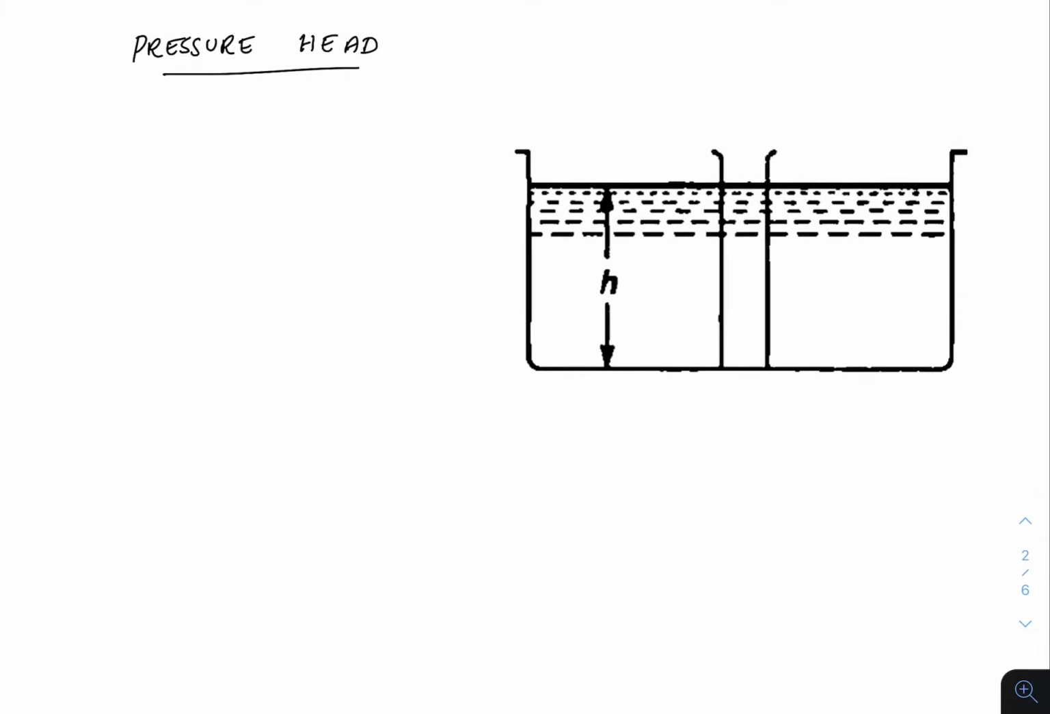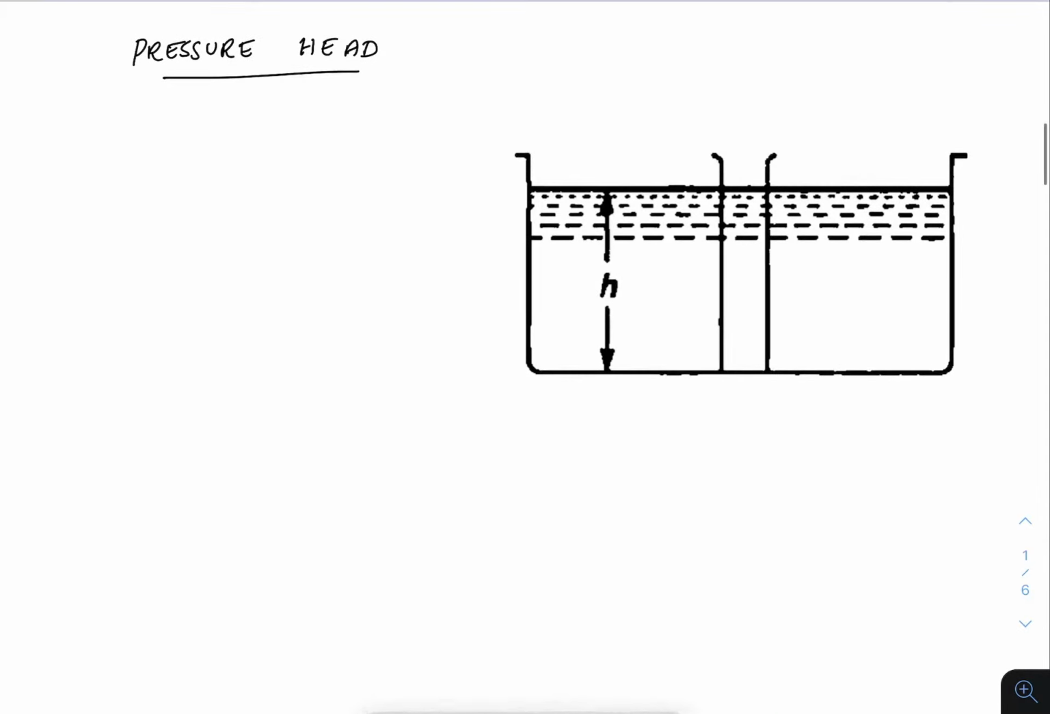See here, there is a vessel in which we are inserting a column. The weight of the liquid in this column is capital W. The bottom cross-sectional area is capital A. The head of water here is small h. Here we know that weight is equal to weight density into volume. The volume here is capital A into small h.